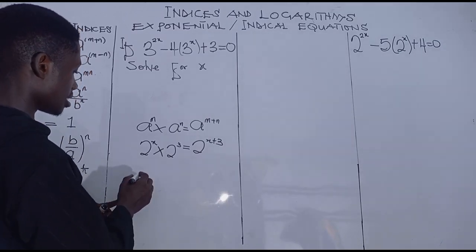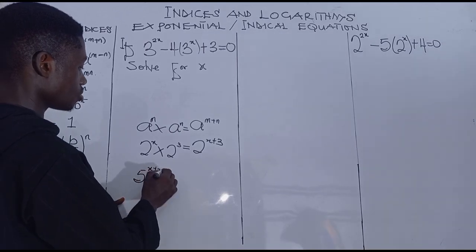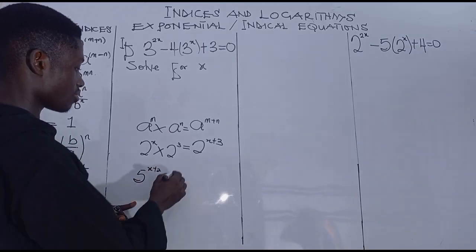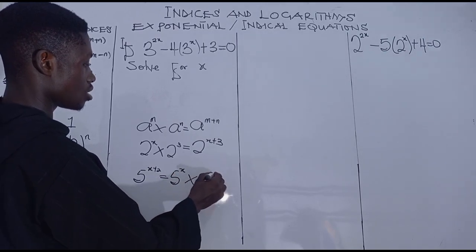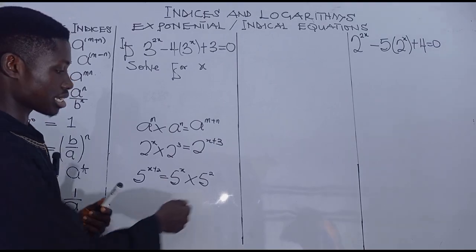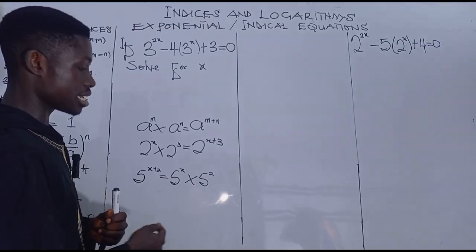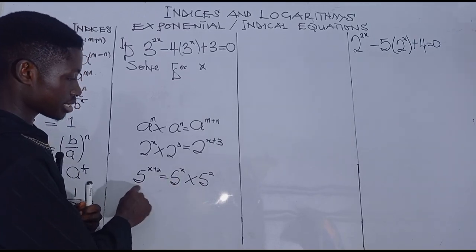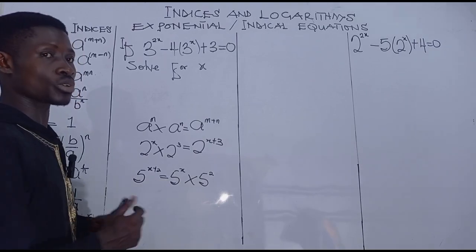Similarly, when you have, let's say, 5 raised to the power x plus 2, we can write it as 5 raised to the power x multiplying 5 raised to the power 2, applying the multiplication law, which says that when you have two numbers multiplying with the same base, we pick one of the bases and add their exponents. So this is equal to that.